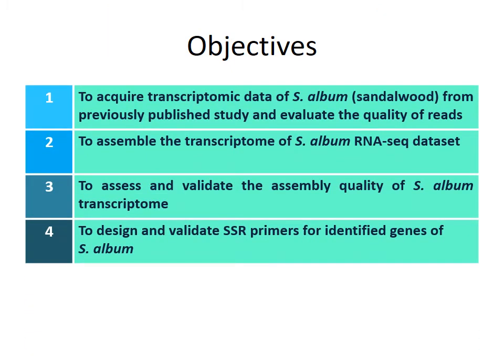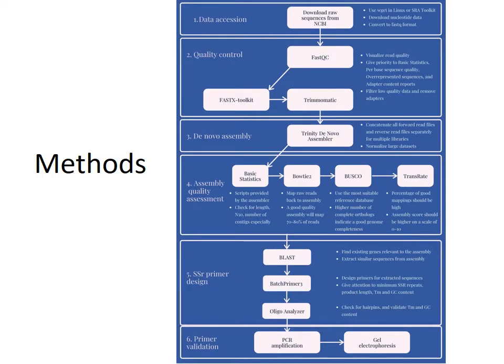The first objective of this study is to acquire transcriptomic data of S. album or sandalwood from previously published studies and to evaluate the quality of the reads. The second objective is to assemble the transcriptome of S. album RNA sequence dataset. The third, to assess and validate the assembly quality of S. album transcriptome, and the fourth, to design and validate SSR primers for identified genes of S. album. The methods of this research are divided into 4 sections for each objective.